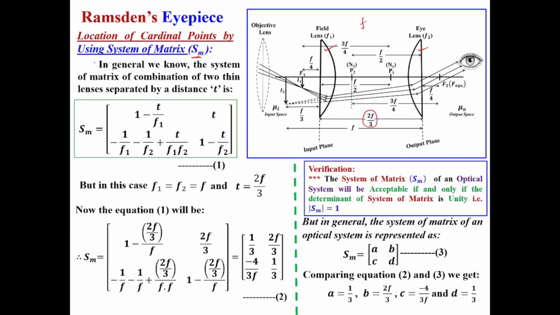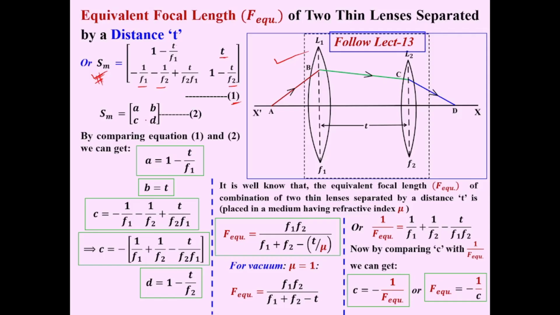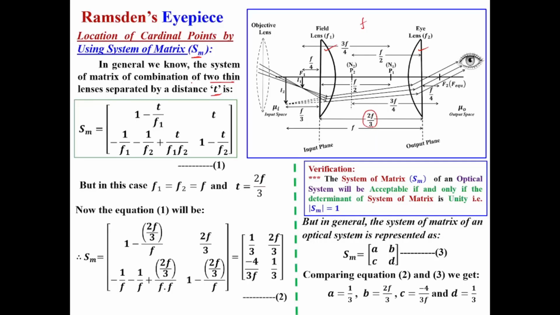Okay, the same thing I have written over here. In general, we know the system matrix of a combination of two thin lenses separated by a distance t, what we found, the same matrix I have written over here in general. Let this be your equation number 1.